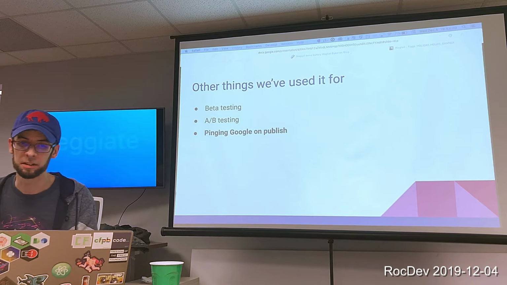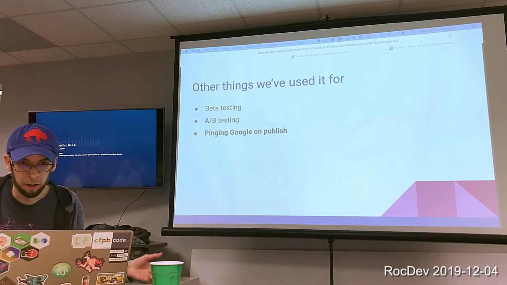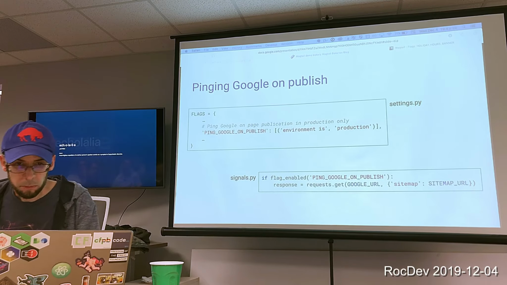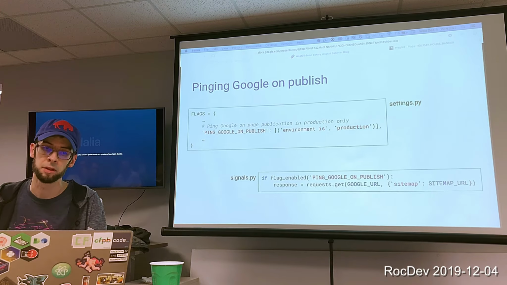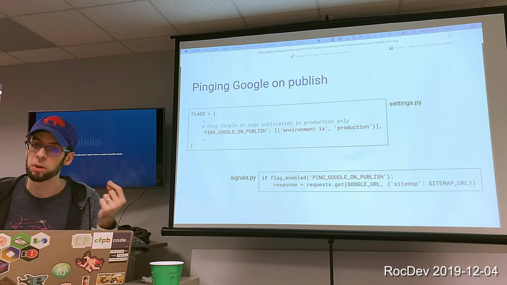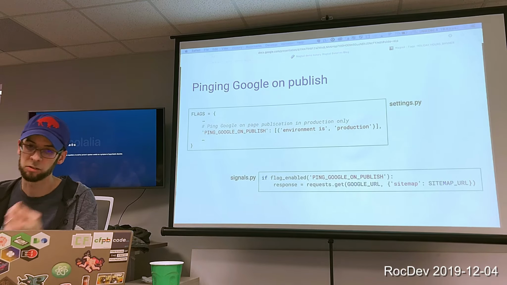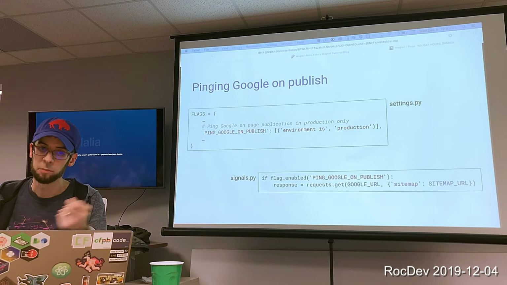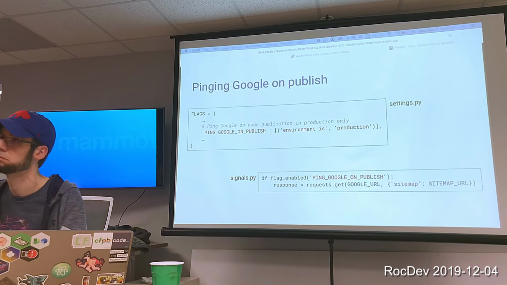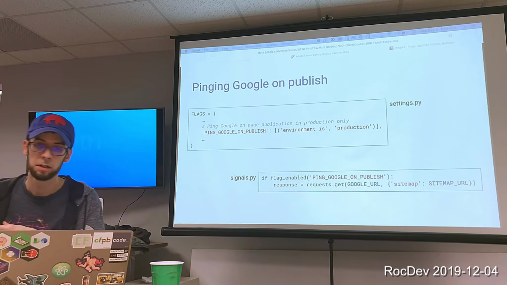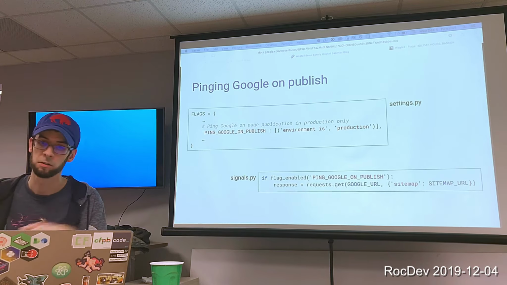We set up a ping Google on publish flag with the condition of environment is production, and then we check that in a bit of Python code that runs whenever a page is published, so that if a page is published on the production site, we ask Google to recrawl it. If it's published on beta, staging, localhost, or whatever else, that request is not sent. So it's not all about templates and showing stuff on templates.